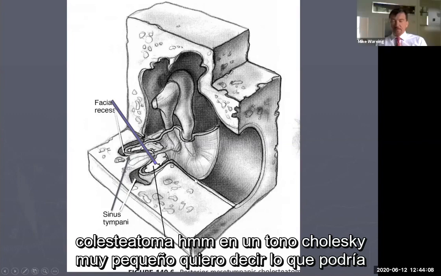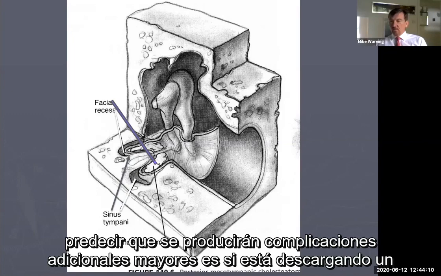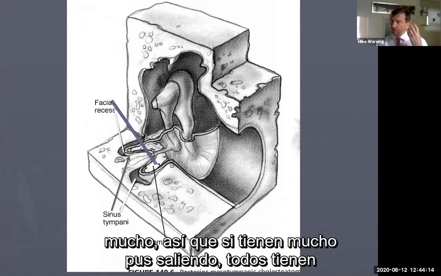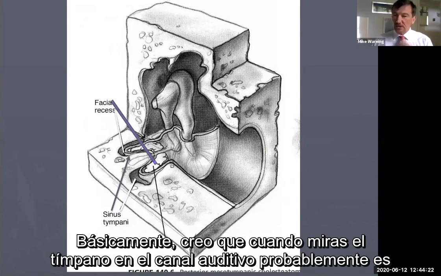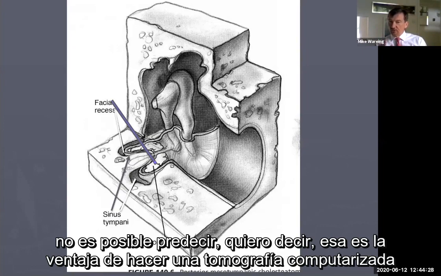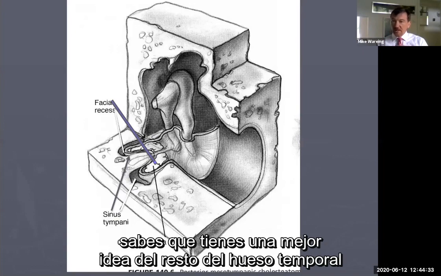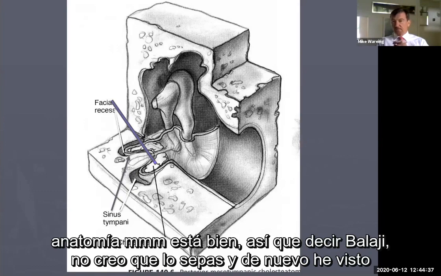What might predict getting extracranial complications is if it's discharging a lot. If they've got lots and lots of pus coming out, they've obviously got active infection, and there is a risk that it goes inwards. But essentially, when you look at the eardrum and the ear canal, it's probably not that possible to predict. That's the advantage of doing a CT scan. You get a better idea of the rest of the temporal bone anatomy.